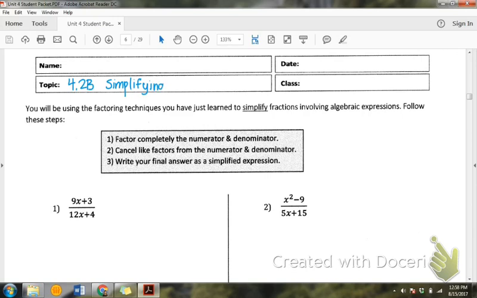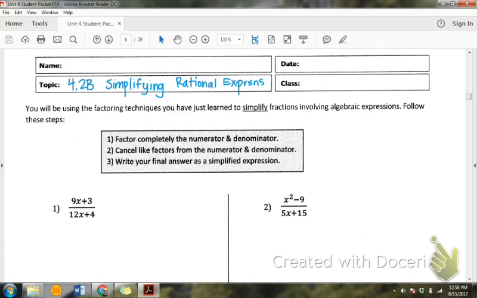Simplifying rational expressions. Yesterday we did simplifying rational exponents. But now we're going to talk about the entire expressions, and I'm abbreviating expressions. I know that's not how you spell it, but I'm going to abbreviate that. And then it says you will be using the factoring techniques you have just learned in the last 4 weeks to simplify fractions involving algebraic expressions.